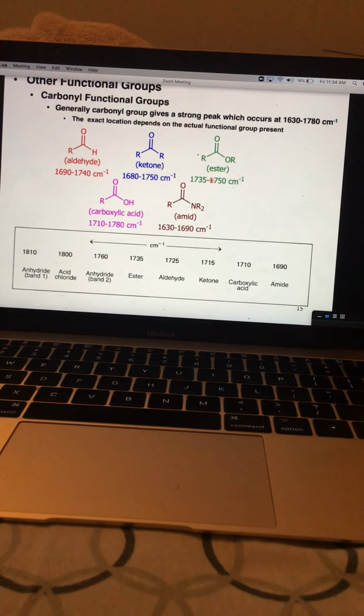For an ester, you have this OR group, so you can assume that there's a single bond C-O bond appearing in the fingerprint region, so you can determine the ester from the other ones that way. You look for the carbonyl and then look for this C single bond O group here. And then we can go back to show you that.